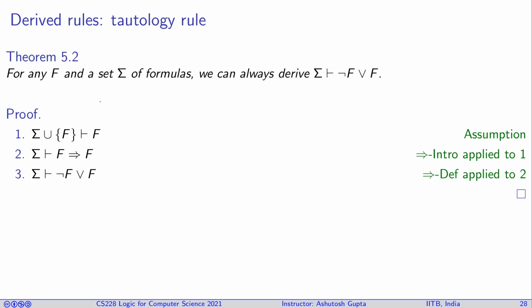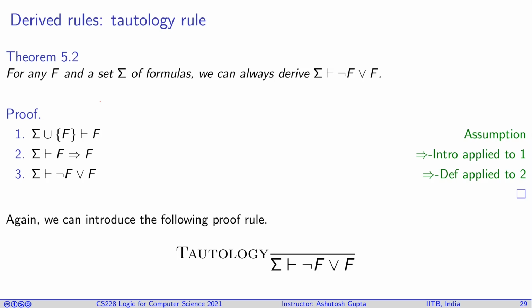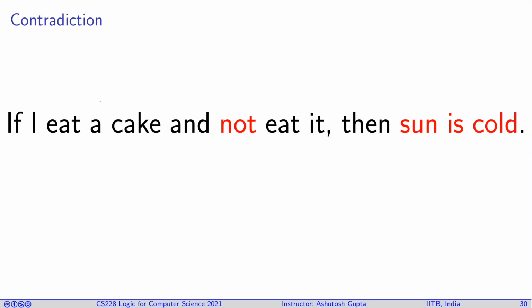Def rule in implication, and we get not f or f, and we are done. We can have a proof rule. Out of the blue, we can always introduce not f or f for any formula. Okay, contradiction. What is a contradiction?